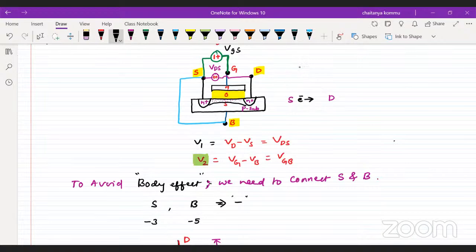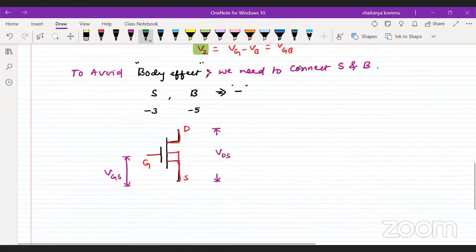What about the current flowing between the source and drain? As I mentioned, current will flow from drain to source. Our interest is the current flowing from drain to source. That is the reason why it is called IDS.